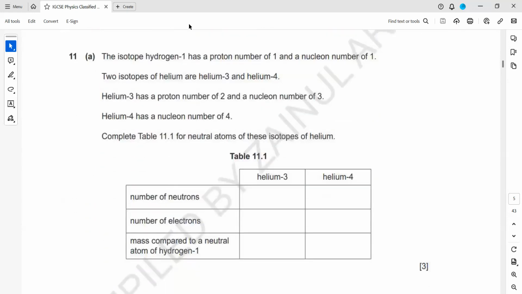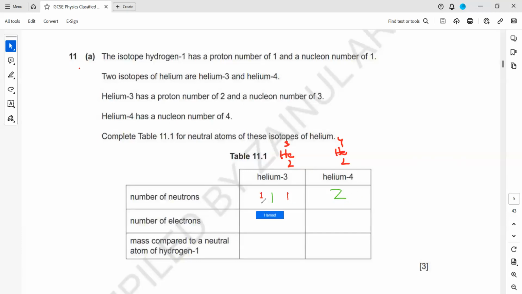You can annotate on the screen and complete this table. We have the isotopes of helium. One is helium-3 with 2 protons, another one is helium-4 with 2 protons. Number of neutrons in this helium? How many neutrons will be there? So this will be 1 and 2.